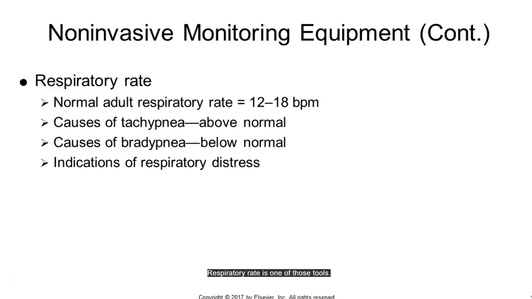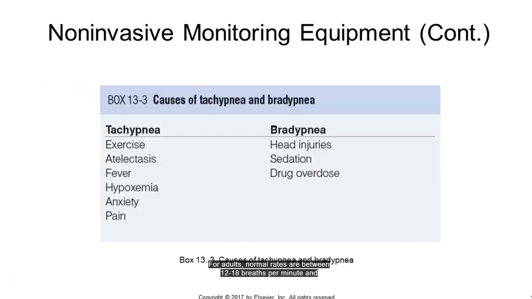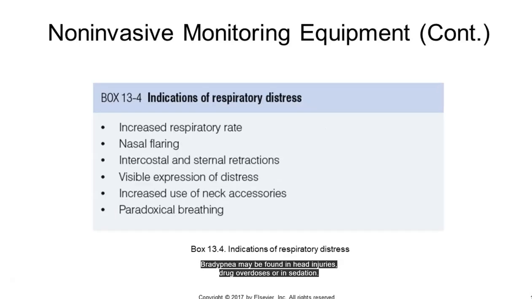Respiratory rate is one of these tools. For adults, normal rates are between 12 to 18 breaths per minute. And when the patient is tachypneic, it may indicate a variety of conditions including fever, atelectasis, hypoxemia, anxiety, and pain. Bradypnea may be found in head injuries, drug overdoses, or in sedation. Other indications of respiratory distress in addition to increased respiratory rate are nasal flaring, most commonly seen in children and infants, intercostal and sternal retractions, visible expression of distress, increased use of accessory muscles, and paradoxical breathing.